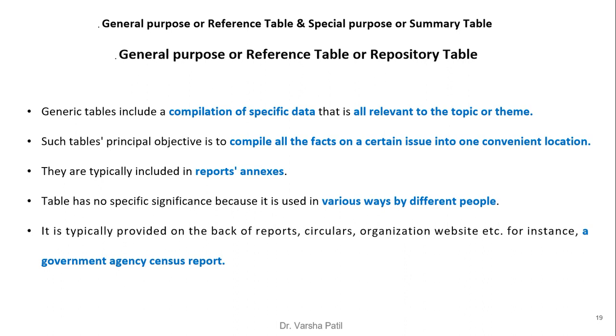They are typically included in report annex. The table has no specific significance because it is used in various ways by different people. It is typically provided on the back of reports, circulars, organization website, for instance, a government agency census report. Now, when we say the government agency census report, it is nothing but not a sample, it is the entire population. So it is nothing but the enumeration of all the information. Such reports are used by different people for different purposes. So that's why it is called general purpose reference table or repository table.